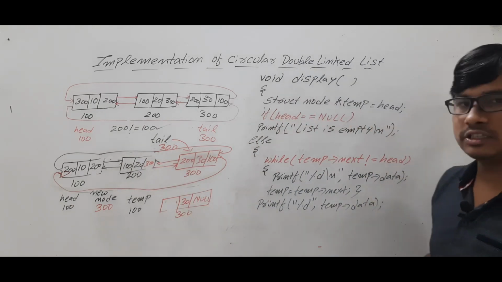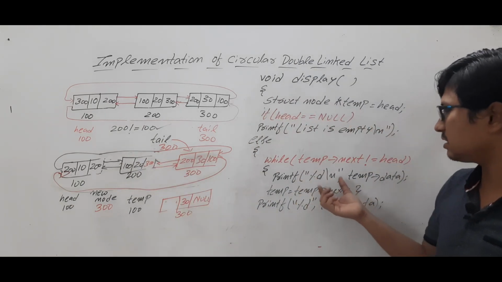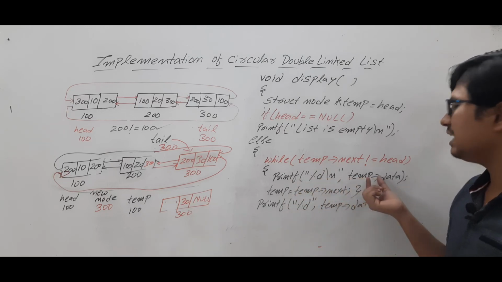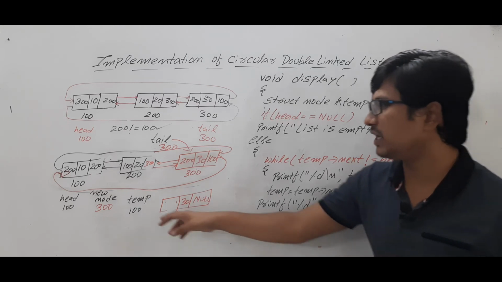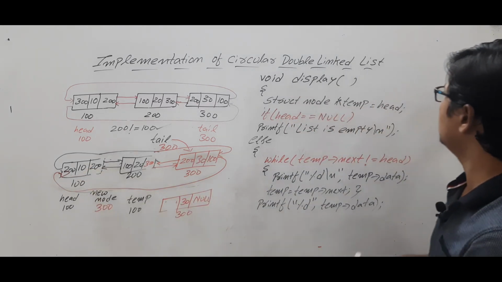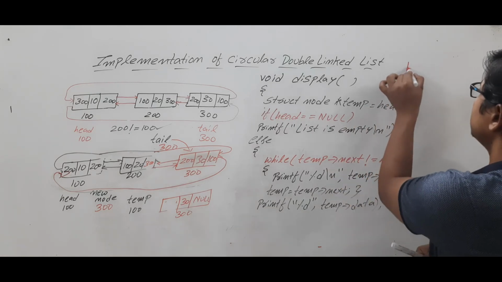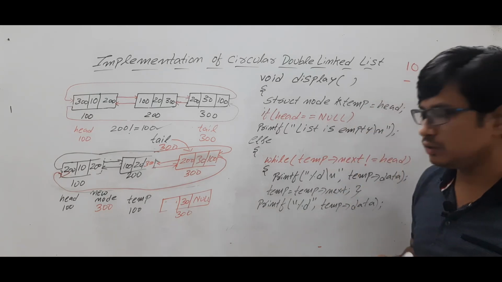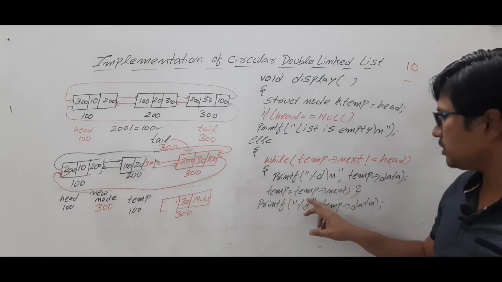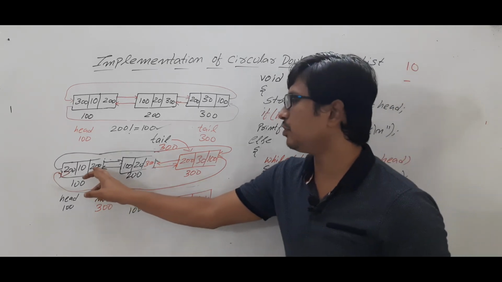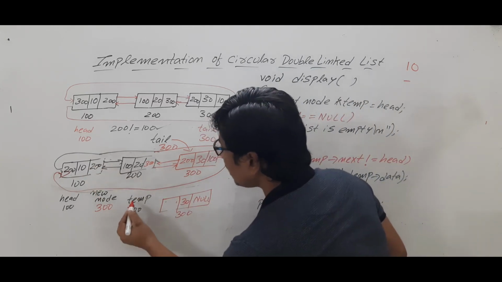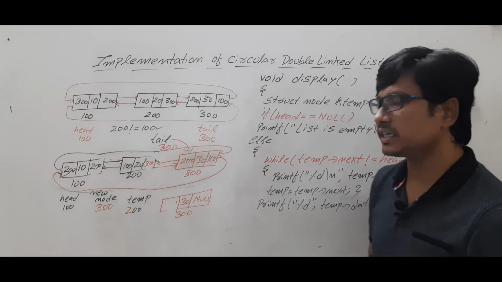So if this condition is true, what are the statements in the while loop which need to be executed? One is printf of %d temp of data. Temp is having 100, 100 of data is 10. So 10 will be displayed and the cursor will go to the new line because you have given the \n. Then temp is equal to temp of next. Temp of next is 200 that you are assigning to temp. Now temp is pointing to the second node.